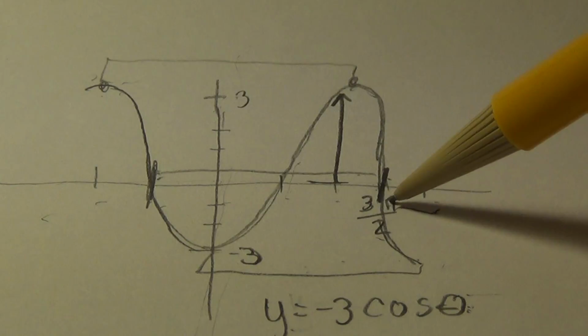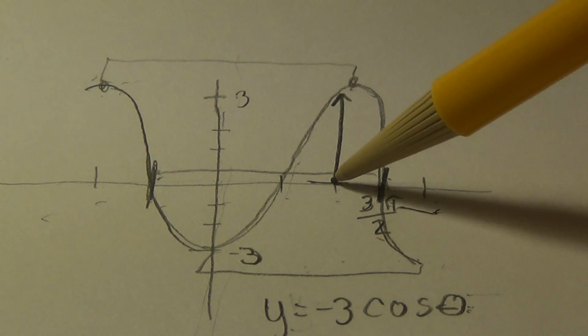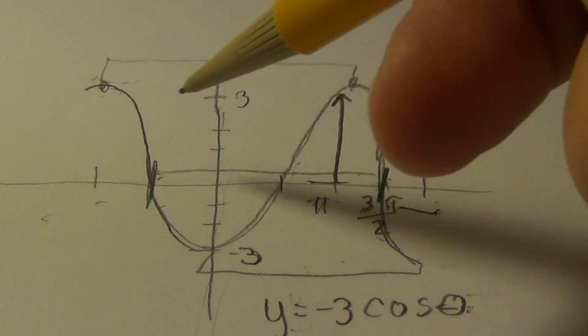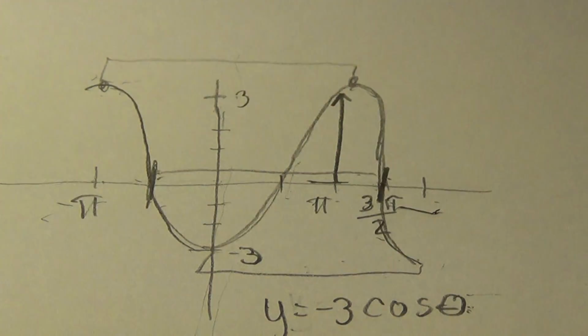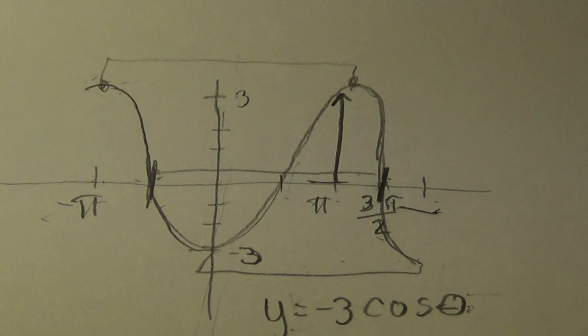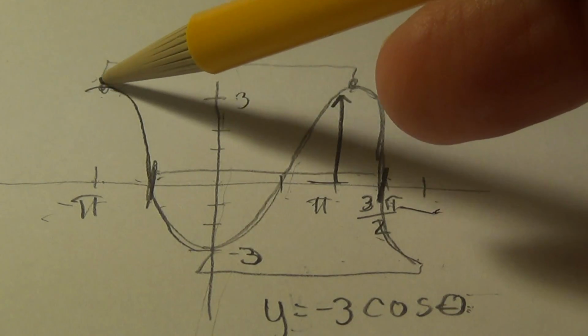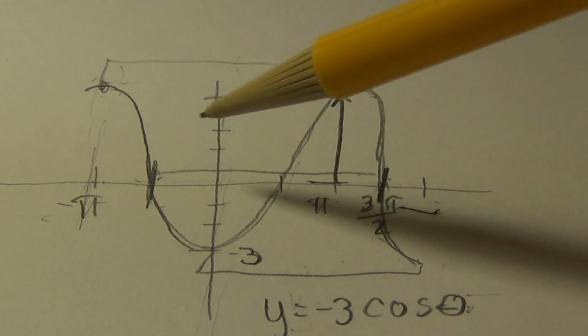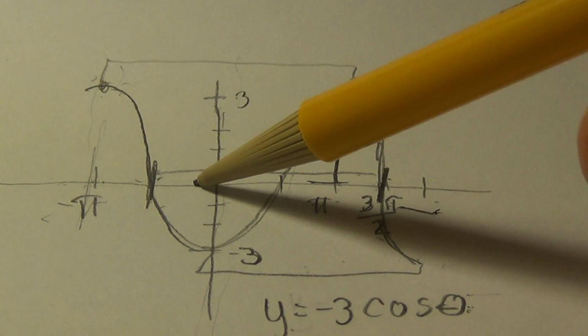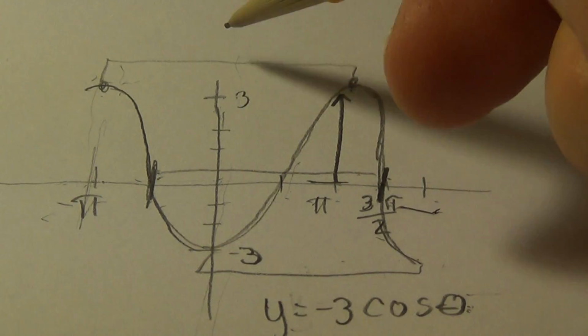So it looks like if this is 3 pi over 2, this must be the pi mark, and this is pi over 2. This is the minus pi mark. So what's the difference? What's the period? How many radians are between here and here? Well, from here to here is pi, and from here to here is another pi, so it's 2 pi.